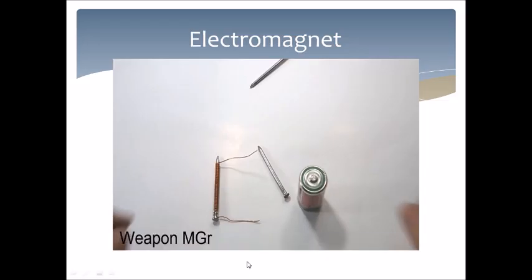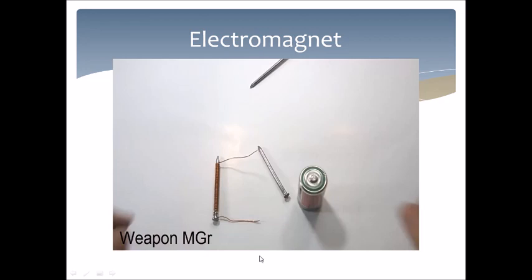So as you saw, it attracts any objects that contain iron. It works exactly like a normal magnet. Here is the coiled wire, here's the piece of iron, and this is the power source. When you connect them together, it becomes a magnet, like a normal magnet. But this one works by electricity, so it is called an electromagnet. Also, you can turn it on and off, unlike the normal magnet that you cannot turn off at all.